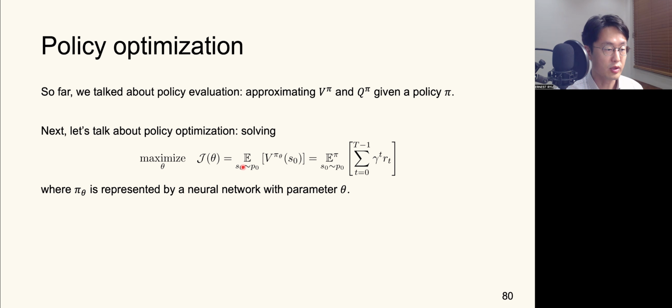The initial state S0 will be sampled from distribution P0, and we will take the expectation of V pi theta with respect to the initial distribution S0. This is the same as taking the expectation with respect to the initial distribution of P0 and following policy pi thereafter, where we try to maximize the expected cumulative discounted returns. Here there's a typo. This should be written as pi theta because the policy pi depends on the neural network parameter theta.